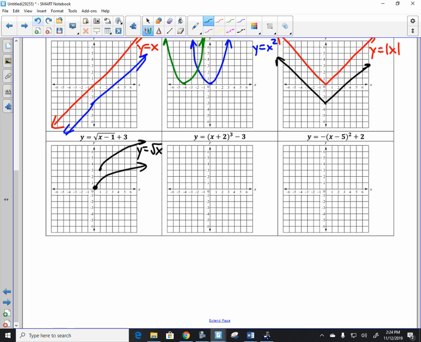Next one, we've got y equals x cubed. What does that look like? Little squiggle. So what's the transformation here? What's going to happen to it? Left 2, down 3.